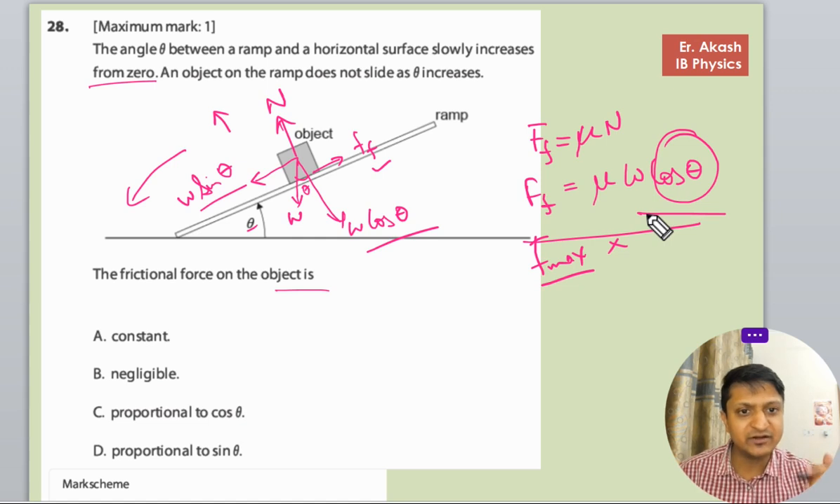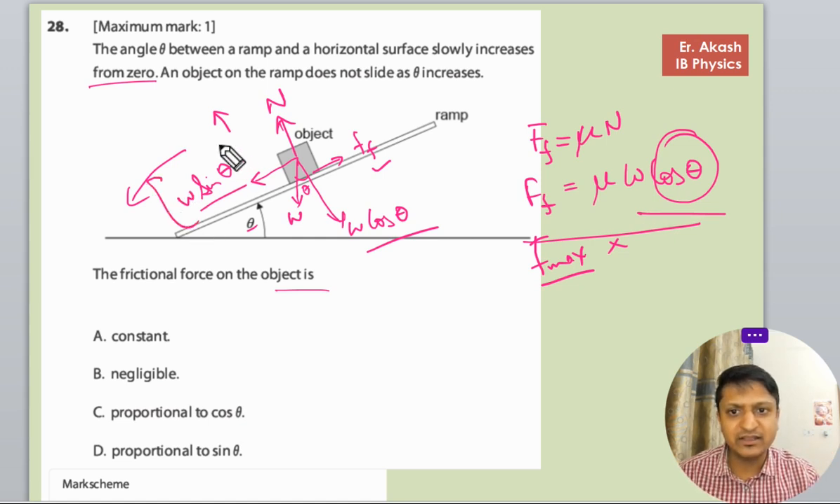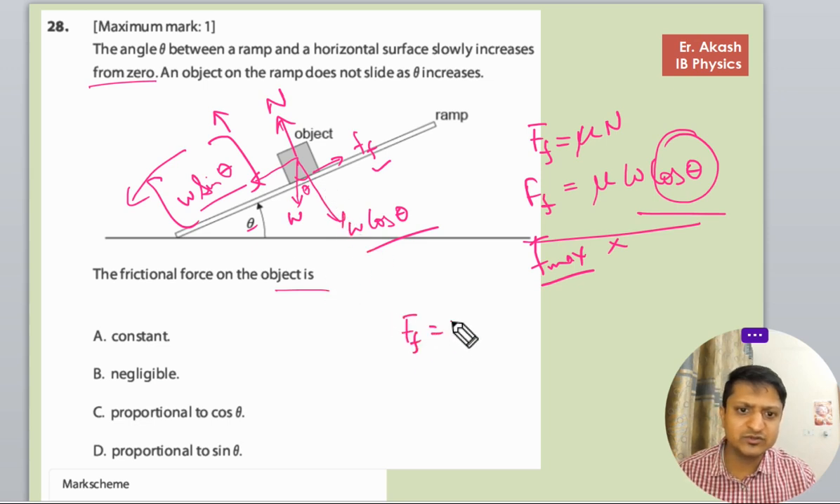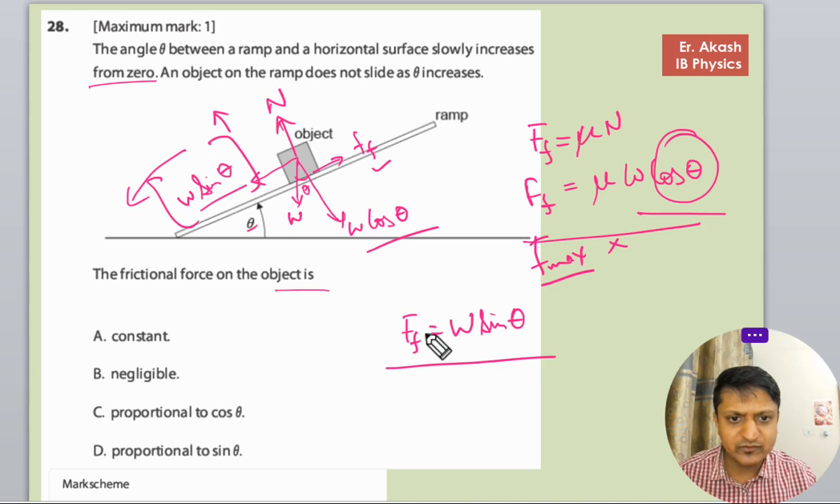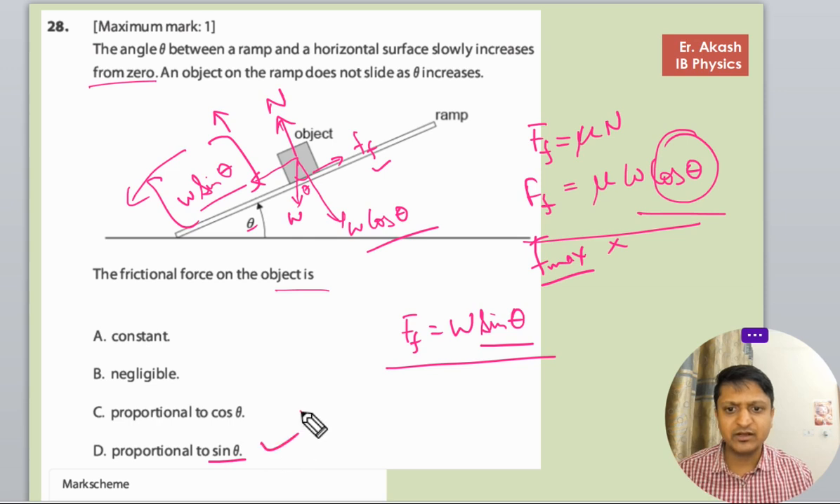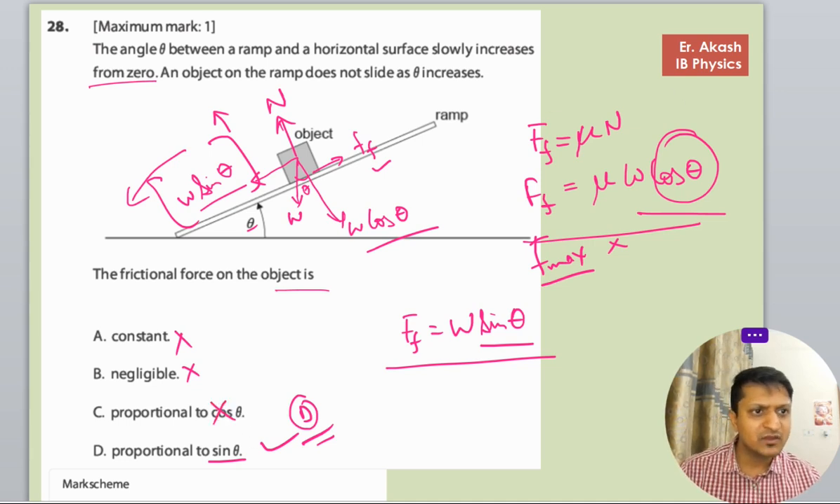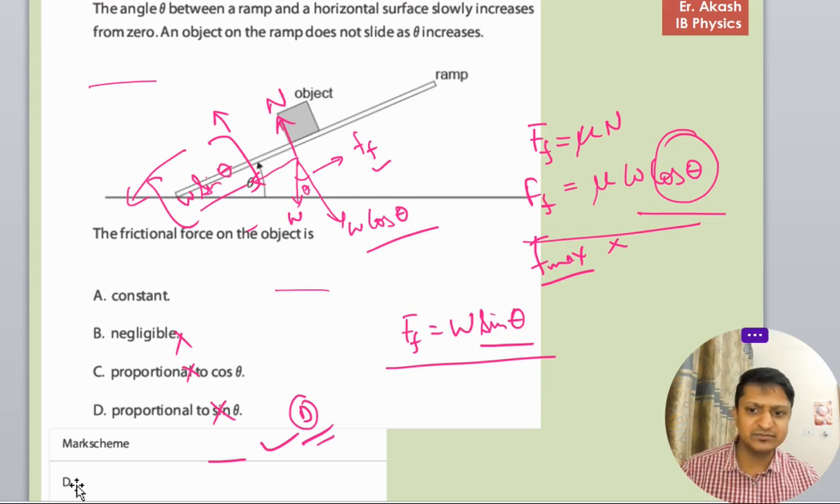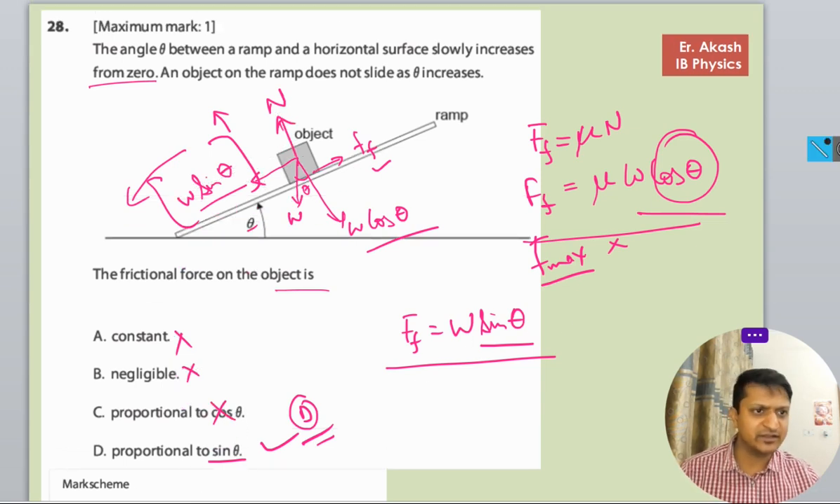But the real frictional force will be W sin theta. So the frictional force will be equal to W sin theta, so the force will be directly proportional to sin theta. So option D will be the right option, because it is not constant, not negligible, and not proportional to cos theta. So we will check the mark scheme. Mark scheme says D, then D option is sin theta.